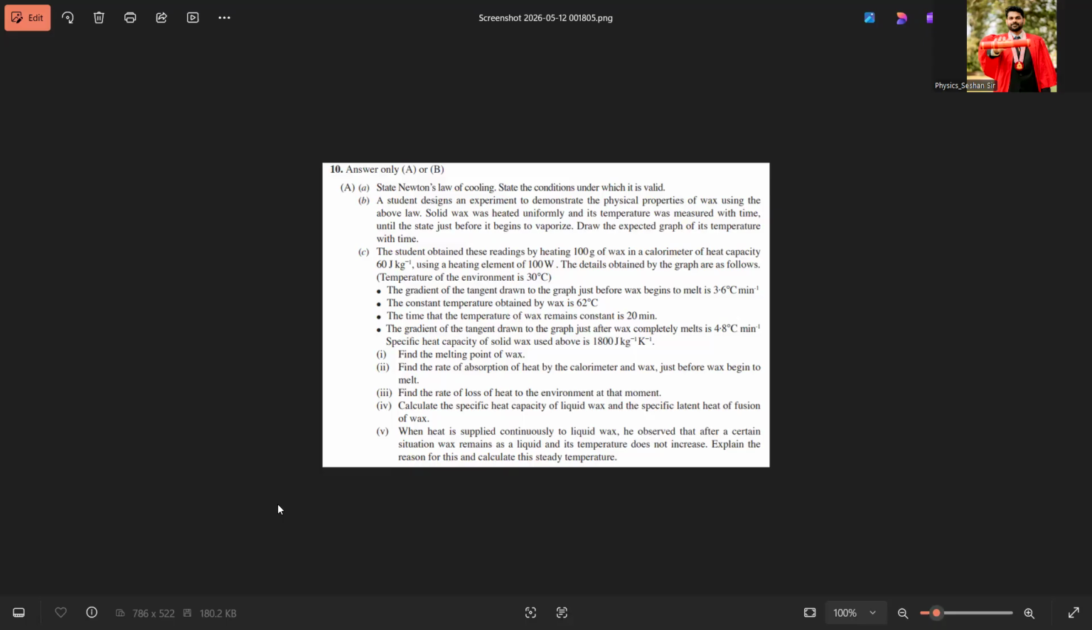Then a student designs an experiment to demonstrate the physical properties of wax using the above law. Solid wax was heated uniformly and its temperature was measured with time until the state just before it begins to vaporize. Draw the expected graph of its temperature with time.